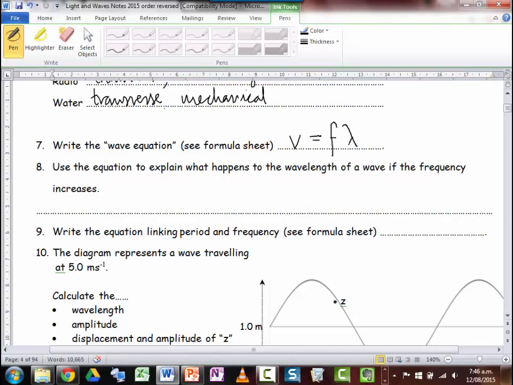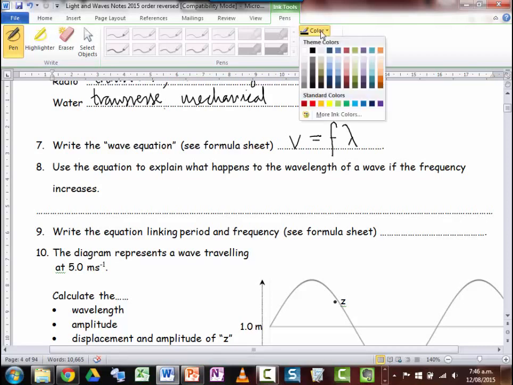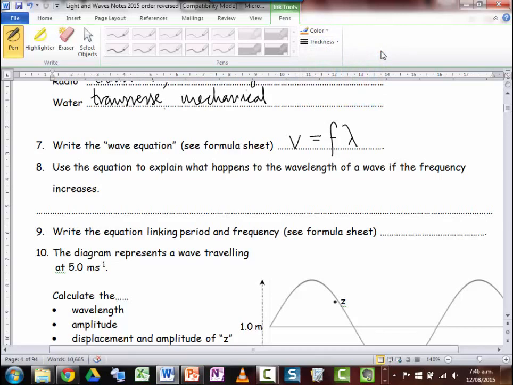And these quantities here, I'll just change color to red. f there is the frequency, or the number of waves that pass a point per second. Lambda is the wavelength, or the distance between two consecutive crests or troughs. And v is the wave speed, or the speed at which a crest moves through space.